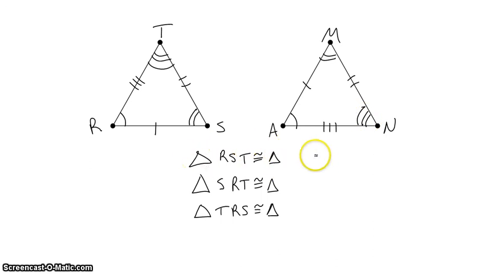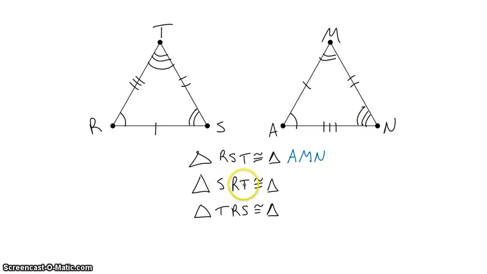So if we were to name these triangles congruent to each other, the order does make a difference. If we name the first triangle RST, then we have to name the second triangle correctly. R corresponds to A, and S corresponds to M, and T corresponds to N. Don't trust the way the picture looks, trust what the picture tells you.